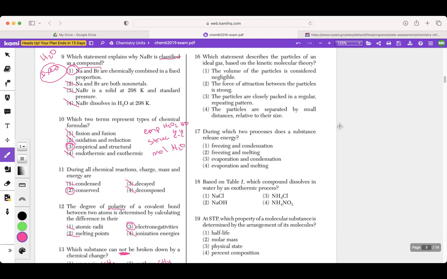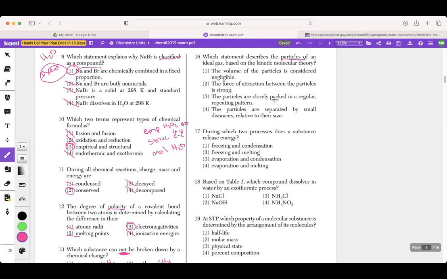Question 16, which statement describes the particles of an ideal gas based on kinetic molecular theory? Okay, so one of my students told me this, and if you're watching, shouts out to you. But a way that you can remember the properties of an ideal gas, think about an ideal vacation. Ideal vacation, you probably want to go to an island somewhere and relax. So you want high temperature, low pressure. You want no pressure when you're out. Okay, so right off the bat, you should know those properties of an ideal gas. However, this question is asking about the particles.